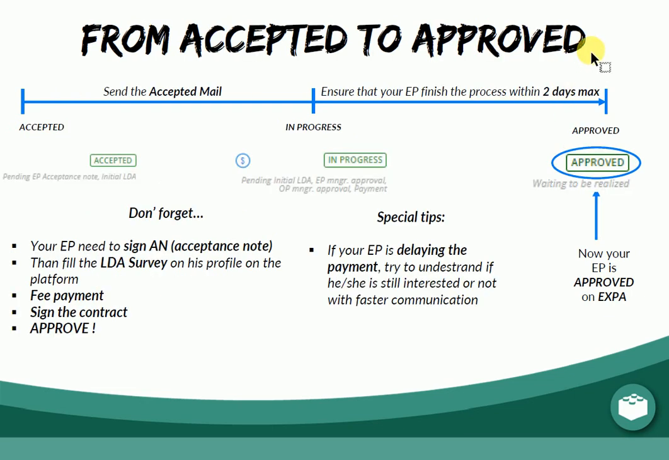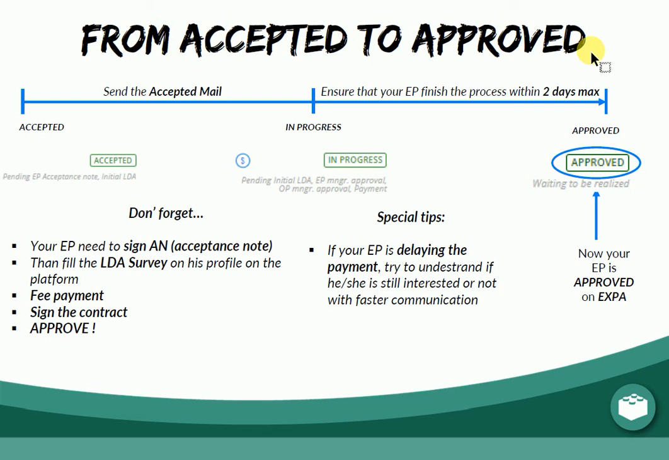Then between the acceptance and approval, we have one stage that is in progress. So after the person gets accepted, it's officially that ISEC in Brazil is accepting that person to take an exchange. Then the EP needs to sign the acceptance note, and that means that the person is accepting the project that he's going to take. Then he needs to fill the LDL survey, that is basically the leadership development assessment that assesses all the leadership qualities that the EP has. Then he needs to pay the fee of ISEC, 305 euros, then sign the contract with ISEC in Italy, and can be approved.